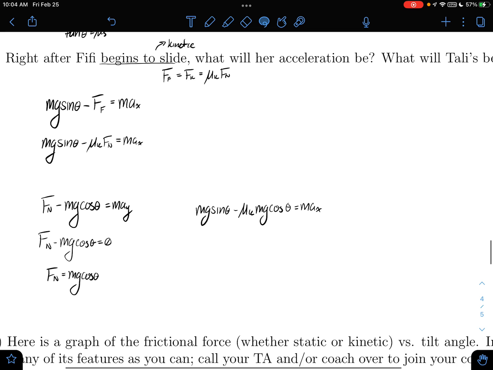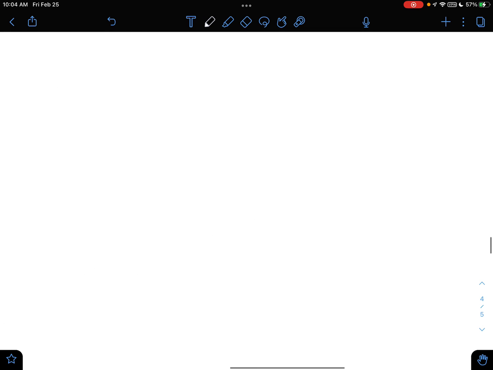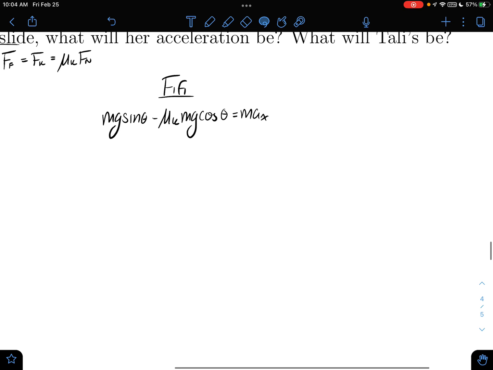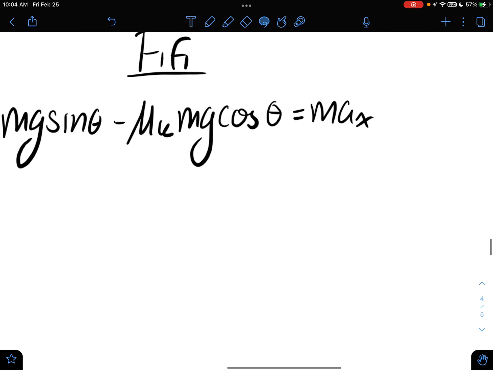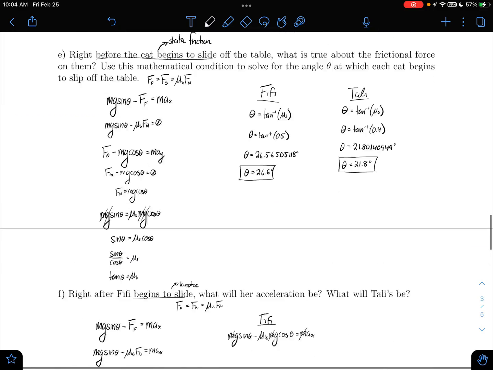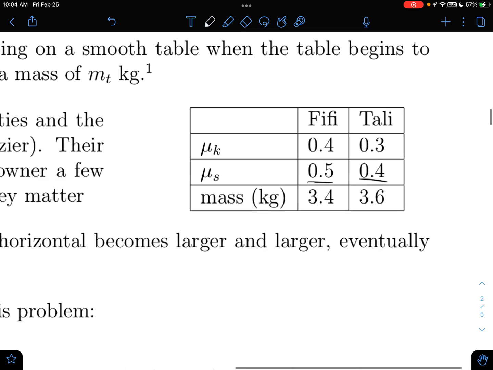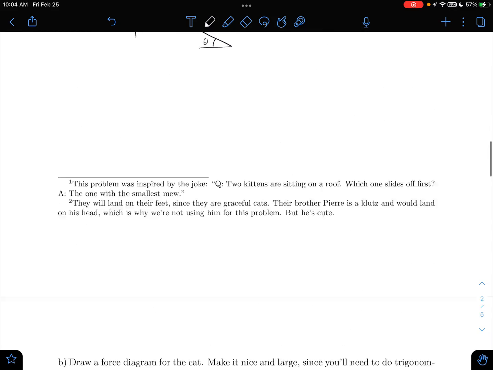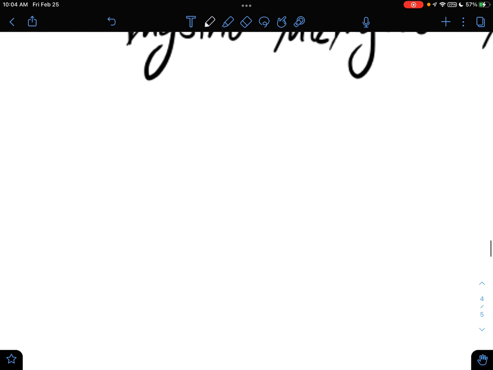Plugging in our various thetas and things, let's look at Fifi, and let's solve for that acceleration. Again, I'm going to be able to just divide through by the mass of the cat. So it doesn't matter what the cat weighs, all that matters is our coefficients of friction and our thetas. So our mu k for Fifi is 0.4. So I'm going to start plugging in these numbers.